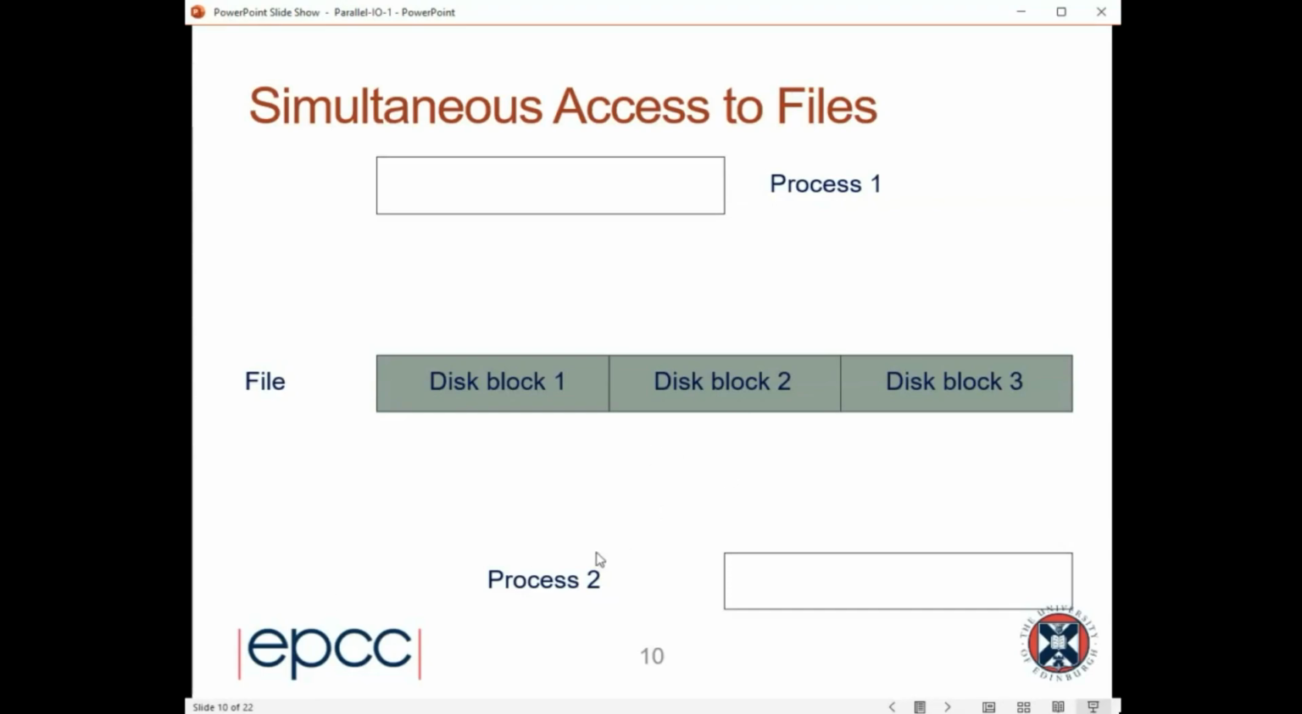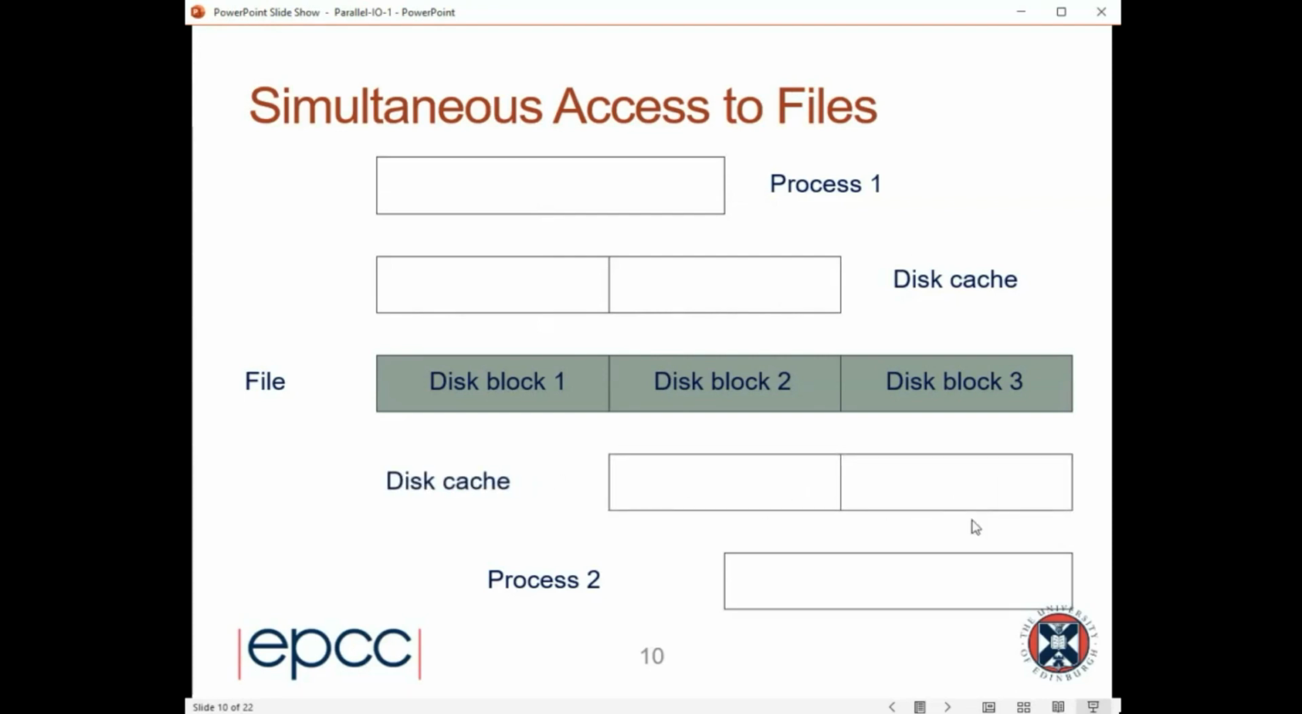So imagine that process 1 wants to access the file. Process 1 has a disk cache. Whenever you read data from a file, it will be placed in a local disk cache in memory. In fact, Linux tends to reserve all the memory you're not using as a disk cache. So process 1 will have a disk cache, which is enough here for 2 blocks of the file. Process 2 has its own disk cache.